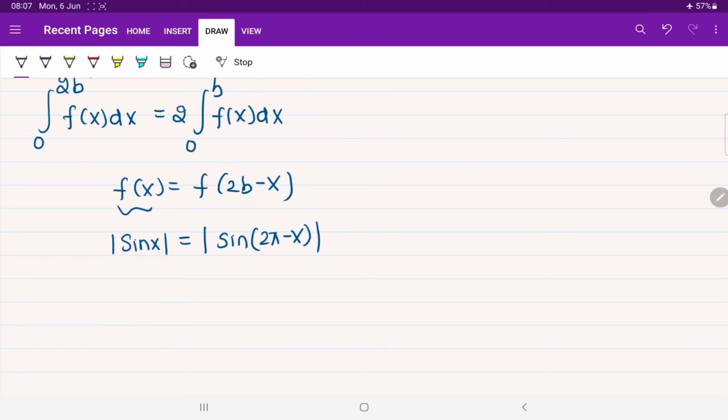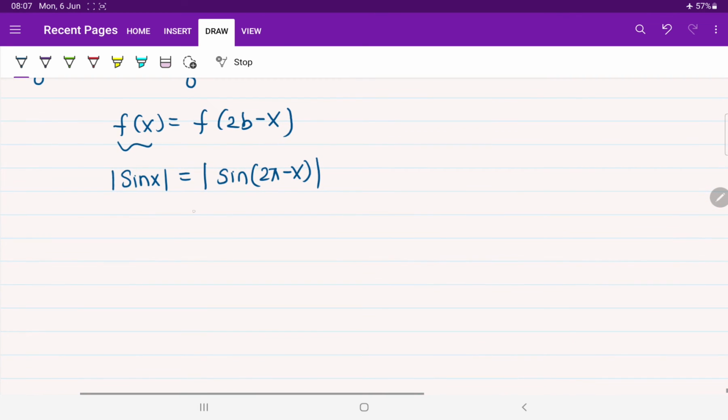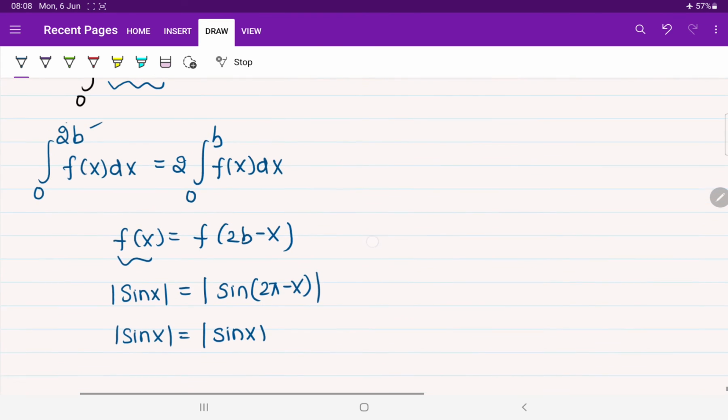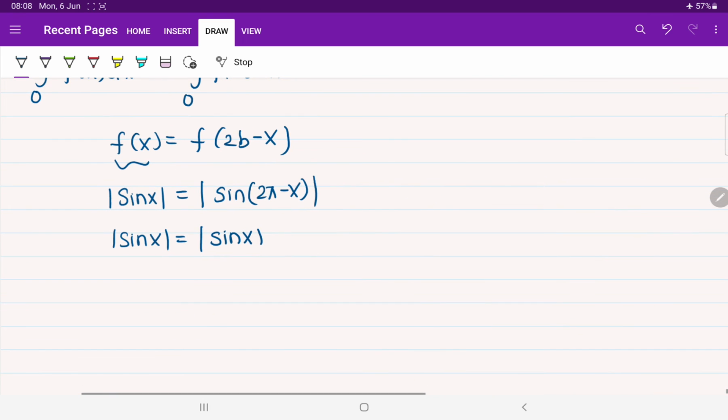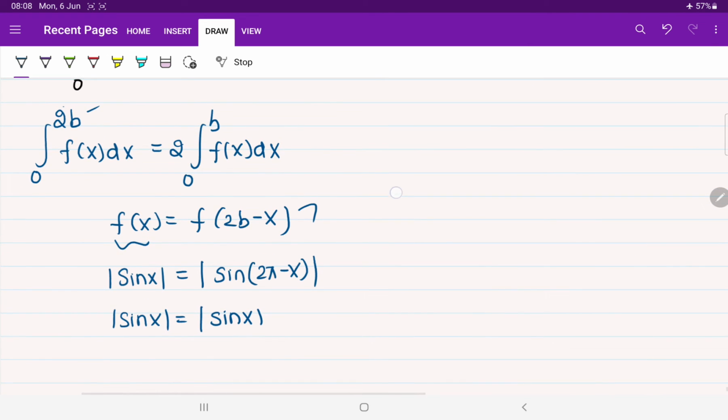Of course, we know these two are already equal, because 2 pi can be replaced by 360 degrees, 360 equal to 0 degree, 0 minus x equal to minus x, sin of minus x equal to minus sin x, but mod of minus sin x equal to once again sin x only. So the conclusion is, these both are equal. Just now we have observed, right? I have proved it. See there, this is the conclusion for that. So these both are equal. This property is satisfied for the given function.